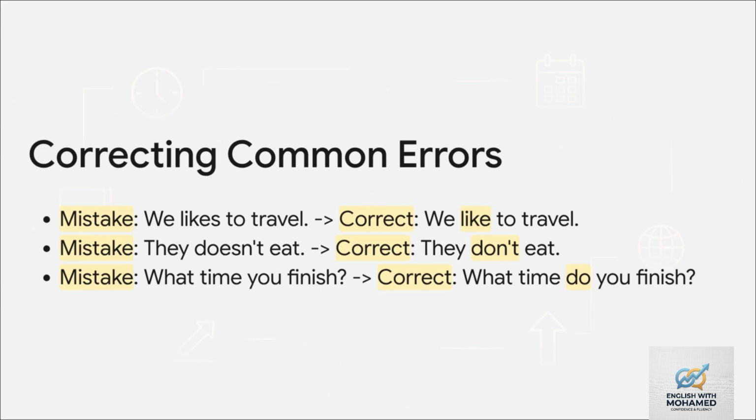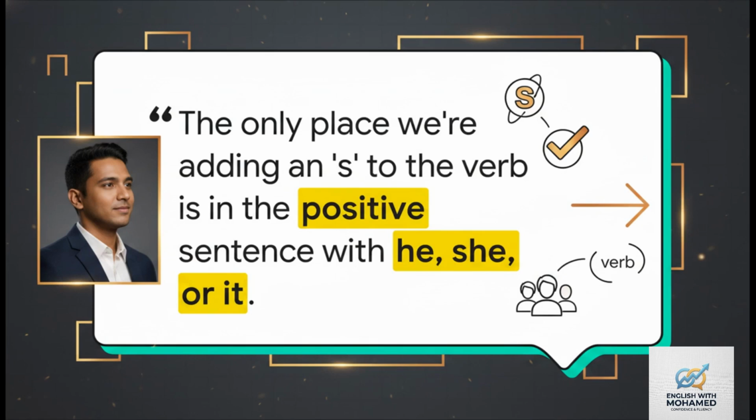Seeing these common errors makes the correct rules really stick in your mind. And this, right here, is the golden rule of the present simple. Honestly, if you only take one thing away from all this, let it be this. The only time you add an S to the main verb is in a positive sentence with he, she, or it. For everything else, negatives, questions, the main verb always stays in its simple original form.